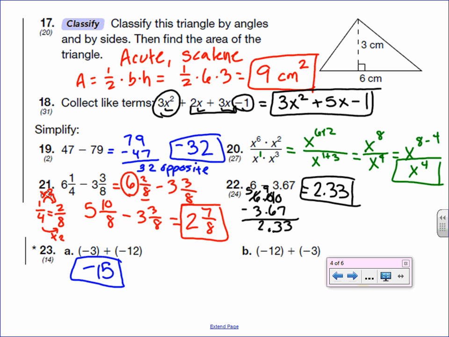Same thing in B. We have 12 plus 3 is 15, since they both have the same sign. And then it's negative, so we keep it. What they're illustrating in 23 is the commutative property, which says the order that you're adding those in does not matter.